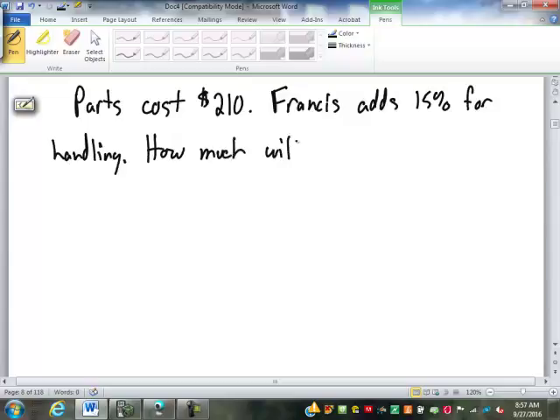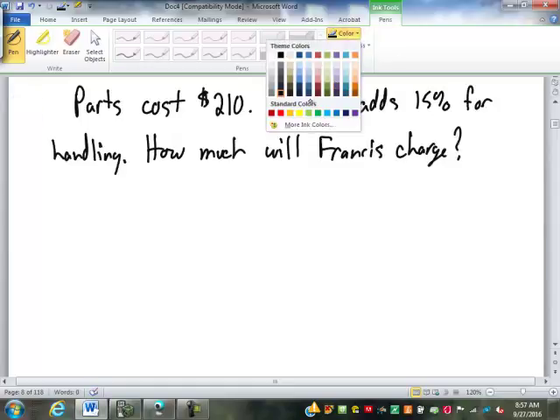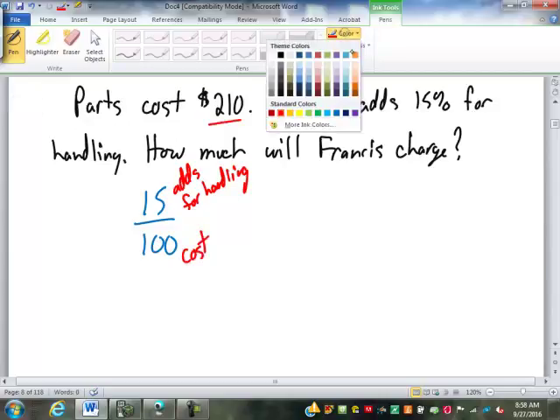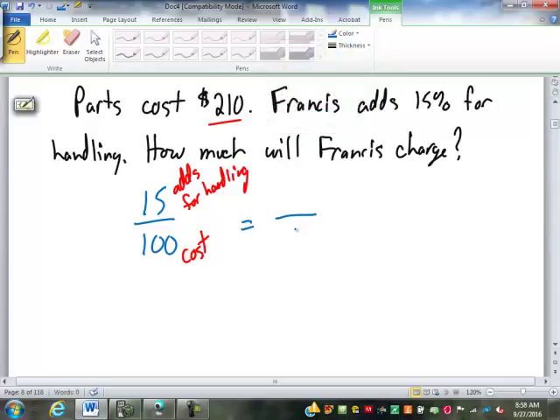How much will Francis charge? Not enough? Well, we've got the 15%. The 15%, the 15 represents what? How much he adds for handling, right? We'll get to that. Hang on to that. The 100 is the original cost. That's the starting amount. So that's going to be cost. Now I have underlined it so we know that the 210 obviously represents the cost.